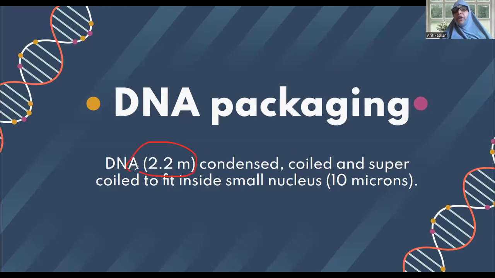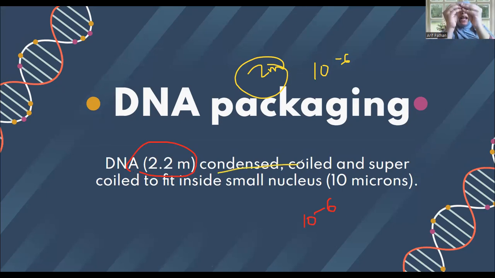Approximately the DNA is 2.2 meters in a cell, in any cell. And it has to fit inside how big a cell? The size of the cell is 10 raised to minus 6. So this approximately 2 meter DNA has to fit inside this small nucleus of the cell. So it will undergo coiling, twisting, packing, and then it will become a small structure, and then it will be fixed inside the nucleus of the cell.